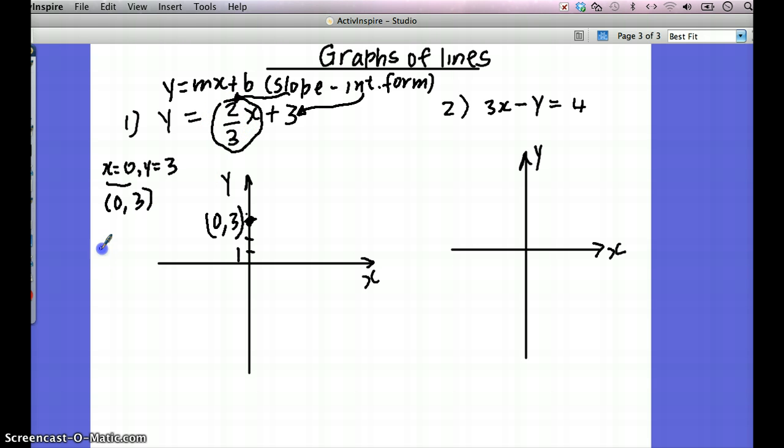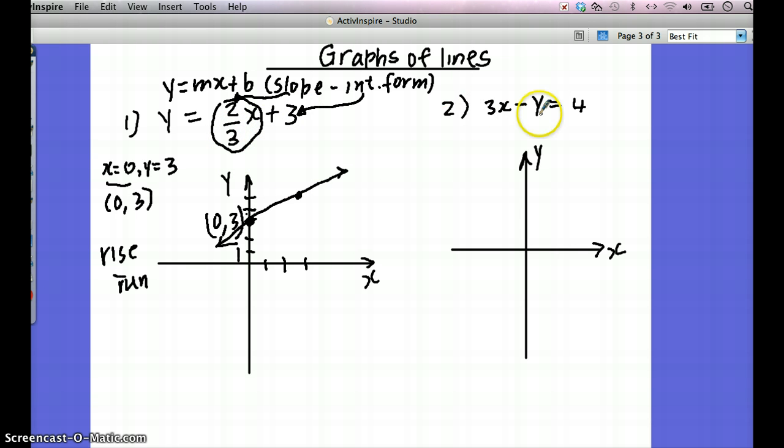Slope, the rise over the run. This will be from here now. We're going to rise 2, 1, 2, and run 3. 1, 2, 3. That gives us the second point. And a line connecting these points would be our line. This would be the graph y equals 2/3 x plus 3.